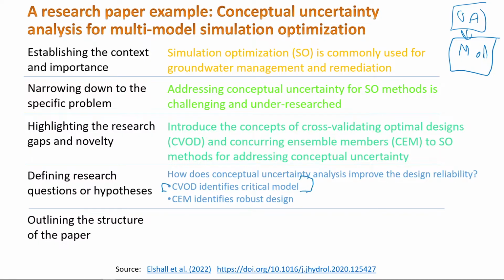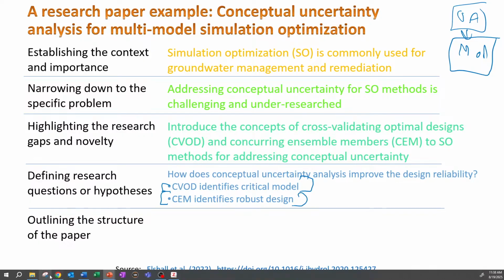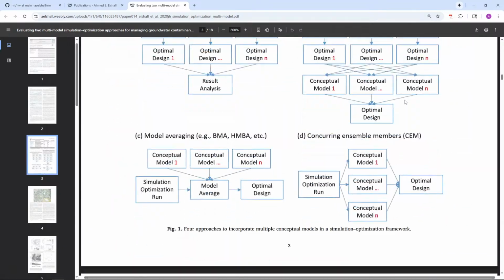Critical model means that this is a model that's difficult to satisfy, which means that the solution of this model will work on other models, but the solution of other models will not work on this model. That's what we call the critical model. And the robust design is the design that will work on all the models. And let me show you a robust design example, if you don't believe me.